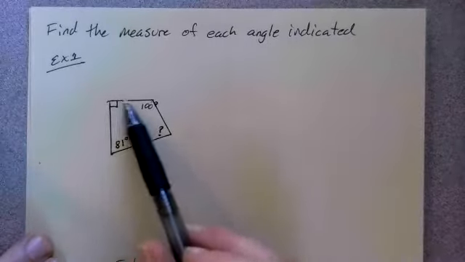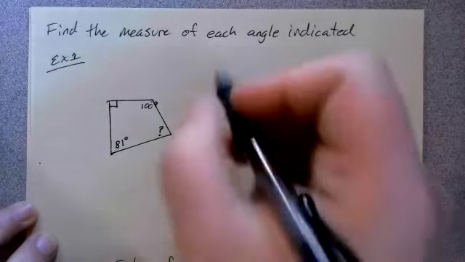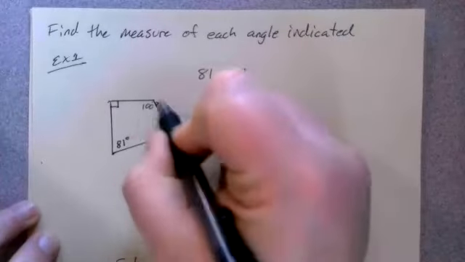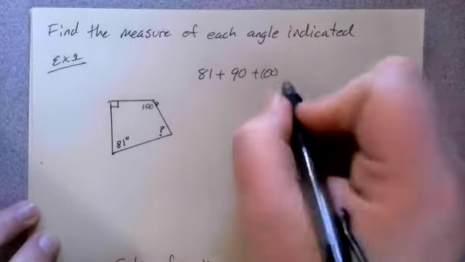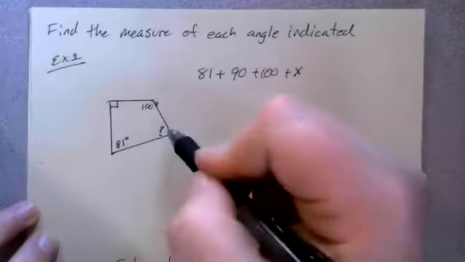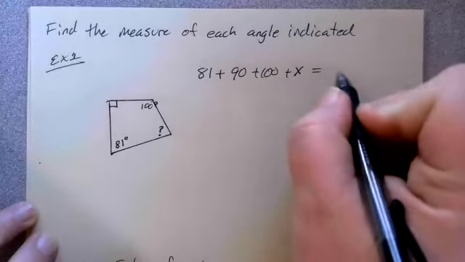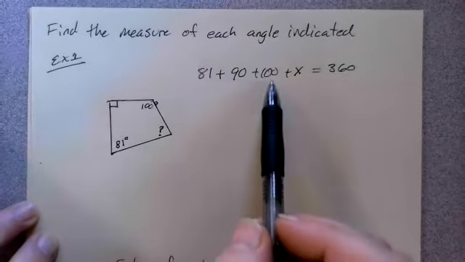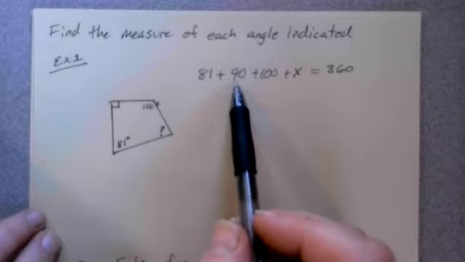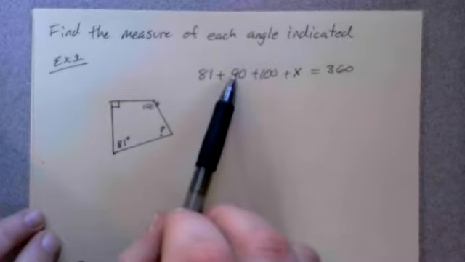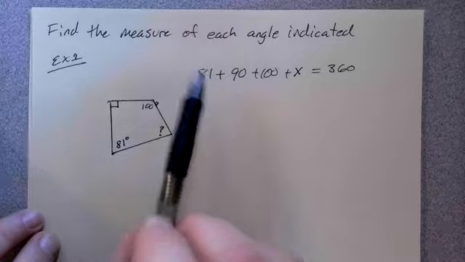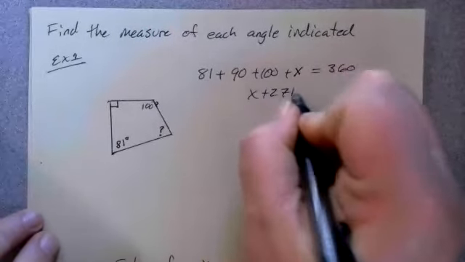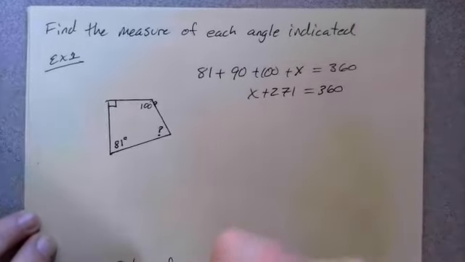So what I'm going to do is add all four up and set it equal to 360, starting here with 81. So 81 plus, this angle here is 90, plus this angle of 100, plus, let's call it x, because it's a question, we don't know. So call it x, all equals 360 degrees. And now we can add these up. 100 plus 90 is 190. 190 plus 81 is 271. So x plus 271 equals 360.